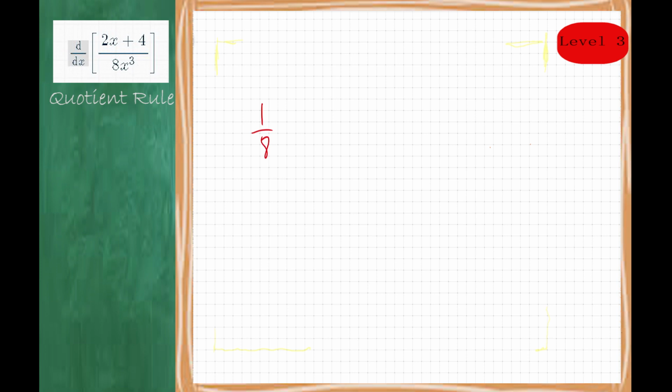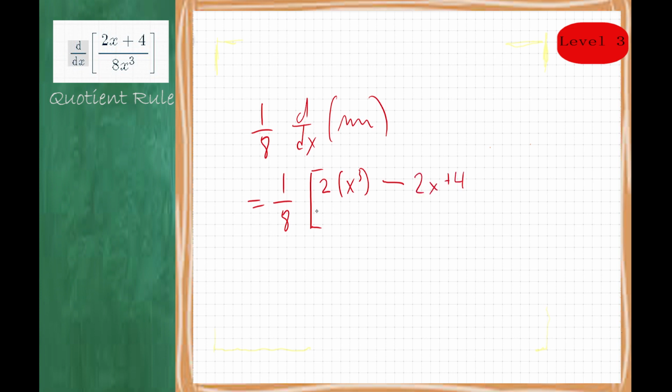So for this problem, I want to start out by taking out that constant 1 over 8 term. This will simplify the denominator when we apply that later on. So then we take the derivative using the rule. I'll just rewrite it a bit lower. So 1 over 8 times the derivative of the top function, which is 2, times the regular bottom one, which is x to the third, minus the regular top function times the derivative of the bottom, which is 3x squared. And then this is all divided by the regular bottom function, the original, squared.